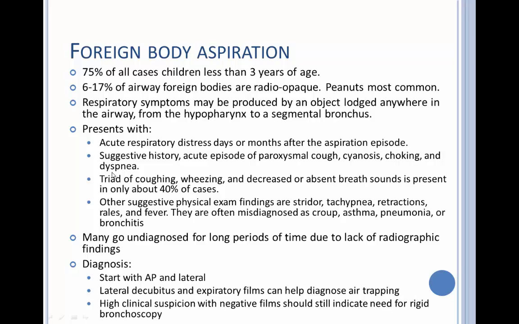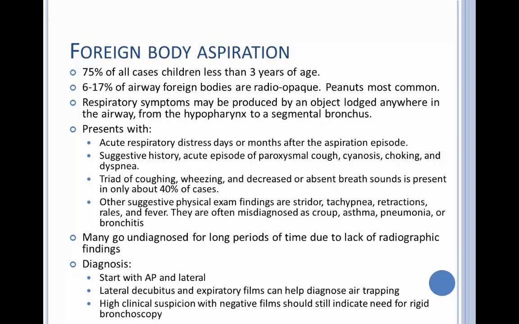The triad, which is very common, of coughing, wheezing, and decreased or absent breath sounds, is present in more than 40% of cases. Patients could also present with stridor, tachypnea, retractions, rales. It could be misdiagnosed as well, confused with other disease processes.